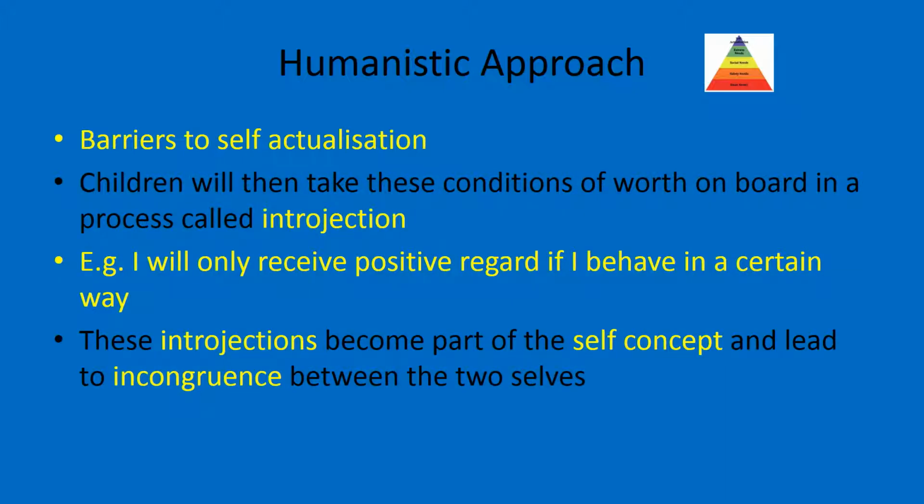Okay, I've written it on the next slide here, haven't I? So children will take these conditions of worth on board in a process called introjection. So I put here, I will only receive positive regard if I behave in a certain way. It becomes part of the self-concept and leads to incongruence between the two selves. So that's basically at the heart of what Rogers was saying about what causes mental anguish and what causes people to seek help. And this is kind of the embryo for person-centered counselling.